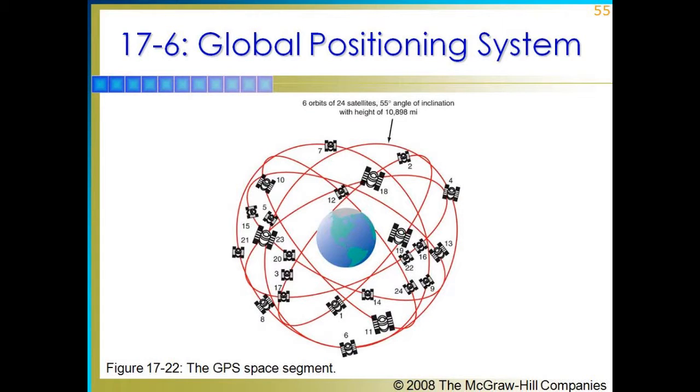The fully implemented GPS consists of 24 main operational satellites plus multiple active spare satellites as shown. The satellites are arranged in 6 orbits, each orbit containing 3 or 4 satellites. The orbital planes form a 55 degree angle with the equator. The satellites orbit at a height of 10,898 nautical miles above the Earth, which is 20,200 kilometers. The orbital period for each satellite is approximately 12 hours.